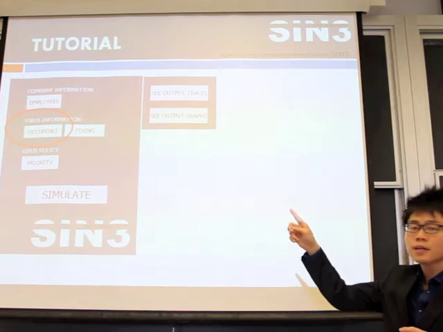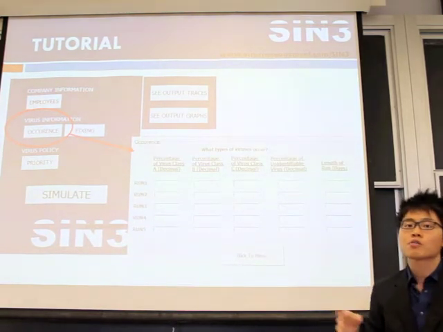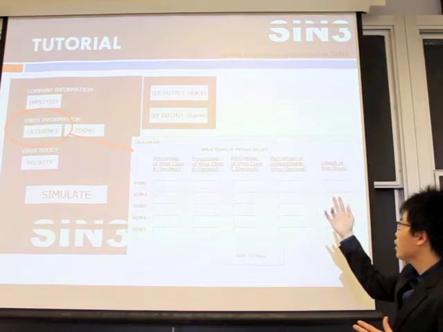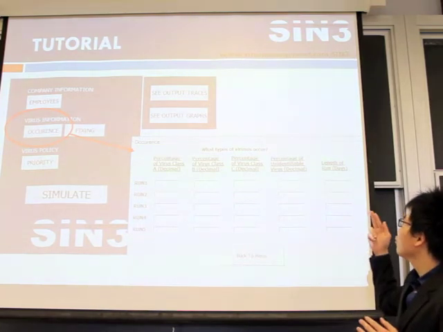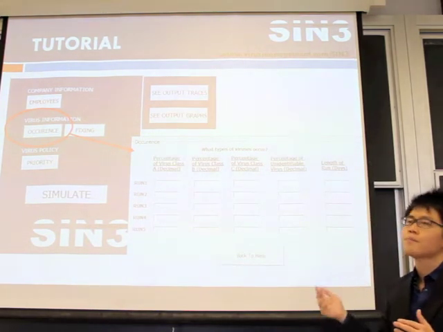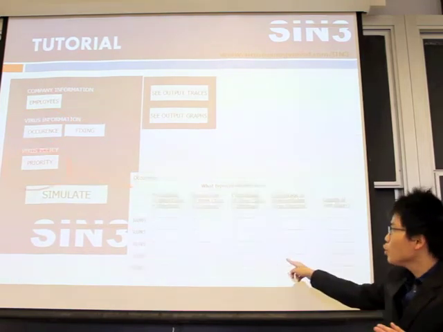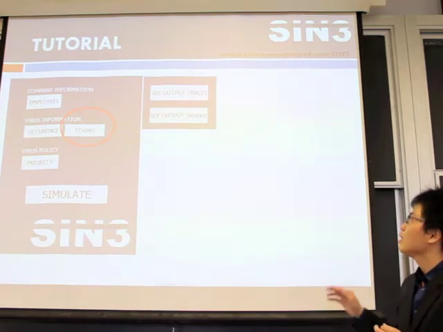Click the occurrence button, and then fill in the percentage of virus that falls into each class category. Also, you need to fill in the percentage of unidentifiable virus. Next, you fill in the length of run in terms of days. Once you finish, click back to menu, and then fill in the fixing information.